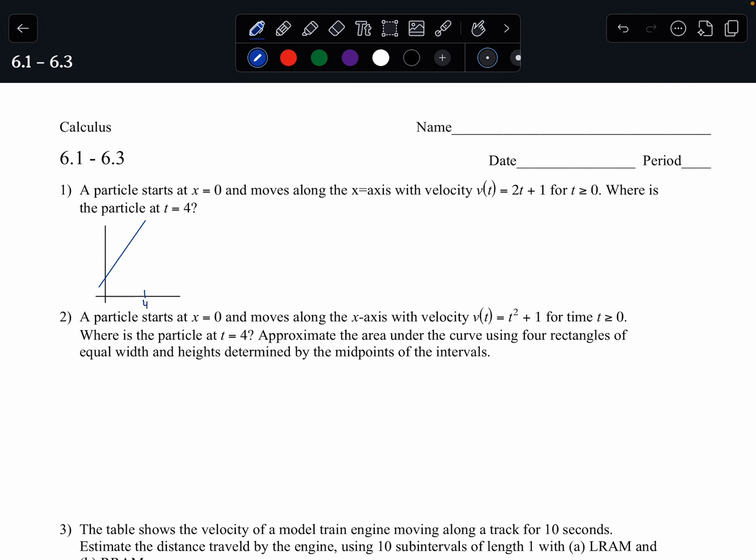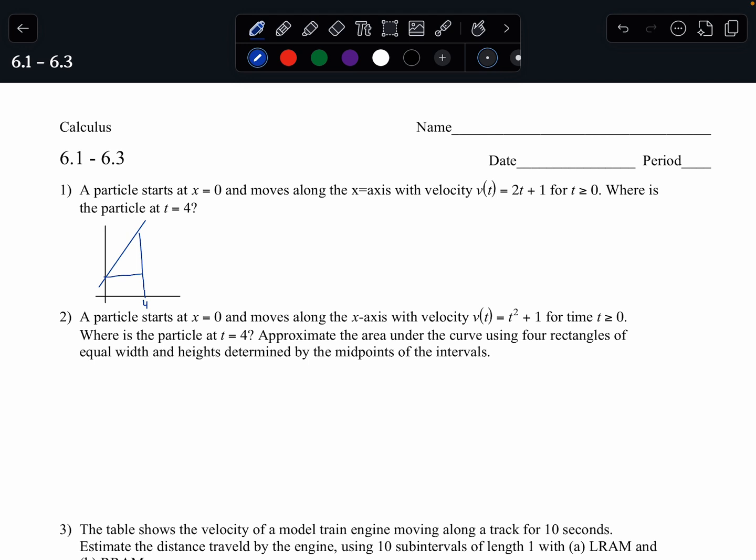So if I'm going to find how much this particle has moved from t equals 0 to t equals 4, I'm going to accumulate the area underneath this curve for the first 4 seconds. And so basically, I just want the area underneath the curve right here, from t equals 0 to t equals 4. And in order to do that, I can break this area up into a rectangle and a triangle, and I can just find the area of those right there.